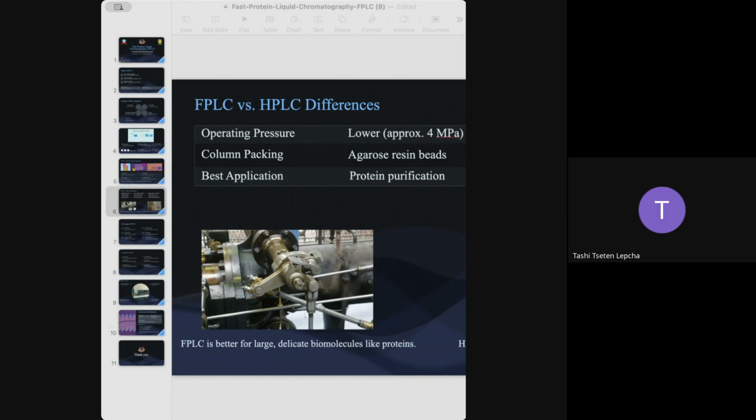HPLC, on the other hand, uses very high pressure, around 150 megapascal, and small silica particles. It is fast and great for small organic molecules. So we can say FPLC is like a careful scientist, patient and precise, while HPLC is like a high-speed analyst, quick and powerful. But both are equally valuable depending on what we are studying.